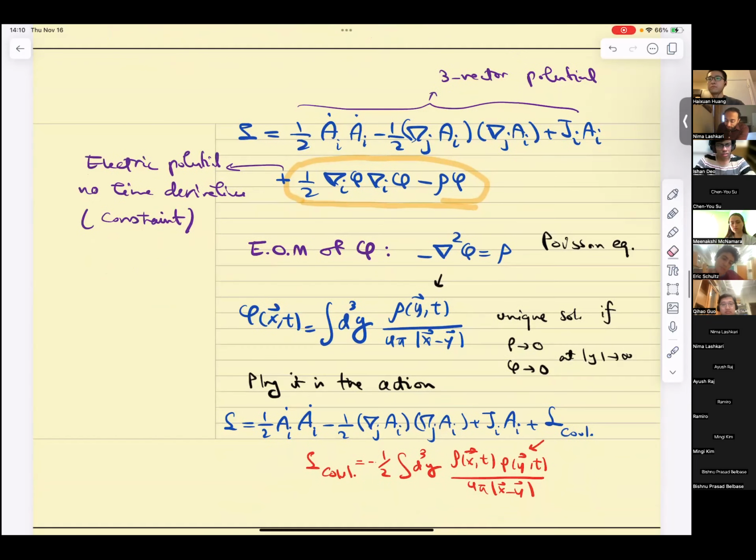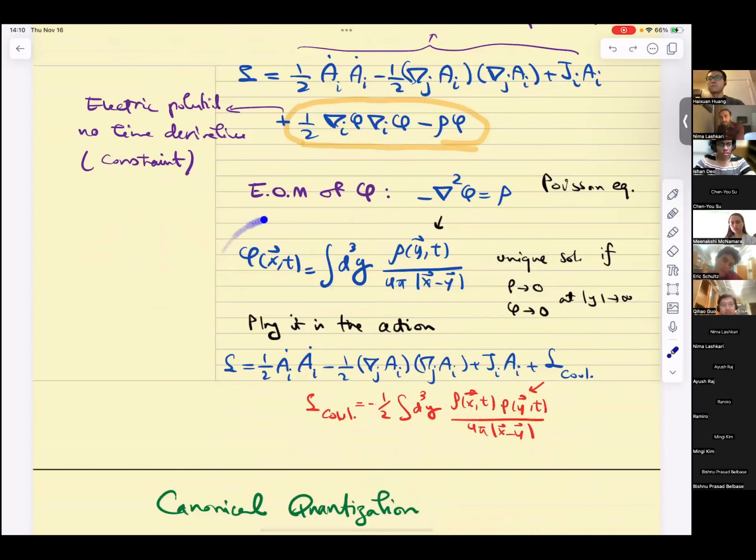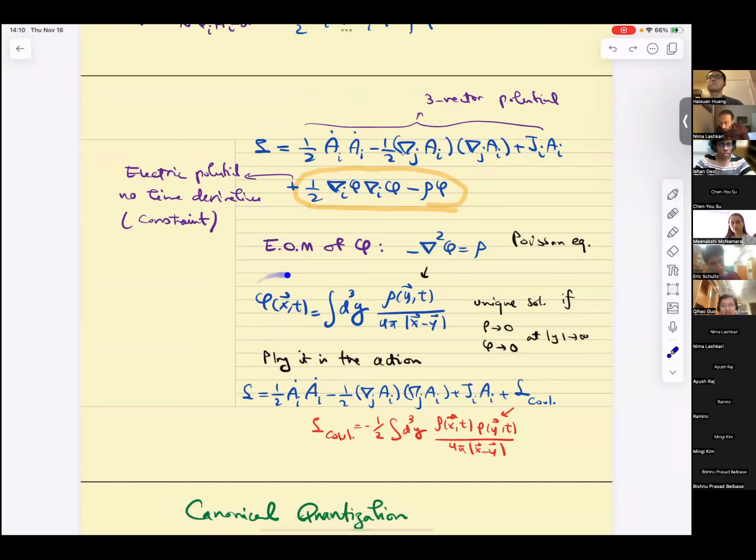Now, okay, so we solved this. It doesn't couple to anything. It doesn't have any dynamics, which means that we could just plug this solution in. It's always on shell in a sense, so you can plug this solution directly into the Lagrangian. So you had your Lagrangian for the dynamical three-vector field, and you get an extra term in the Lagrangian that's called the Coulomb term.